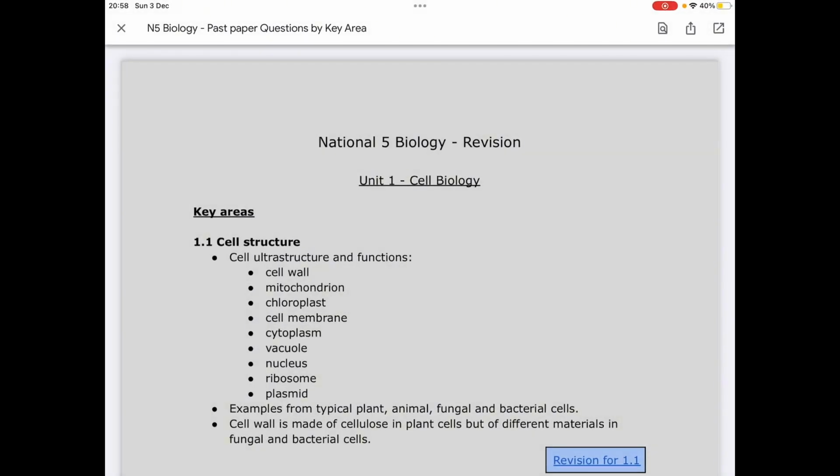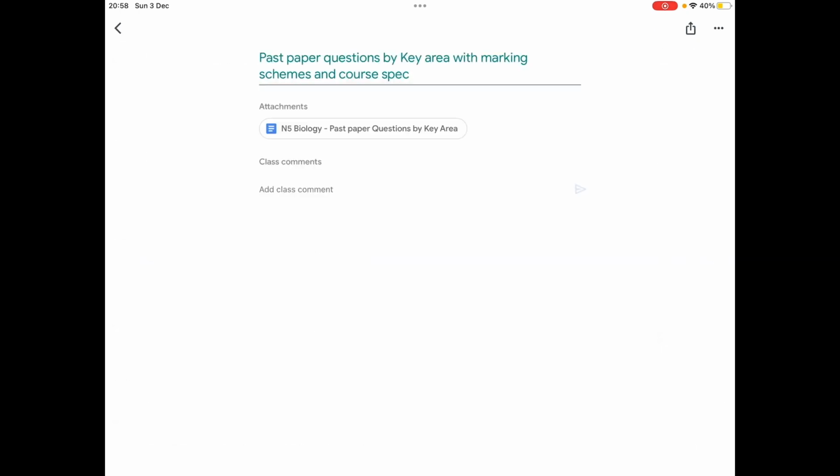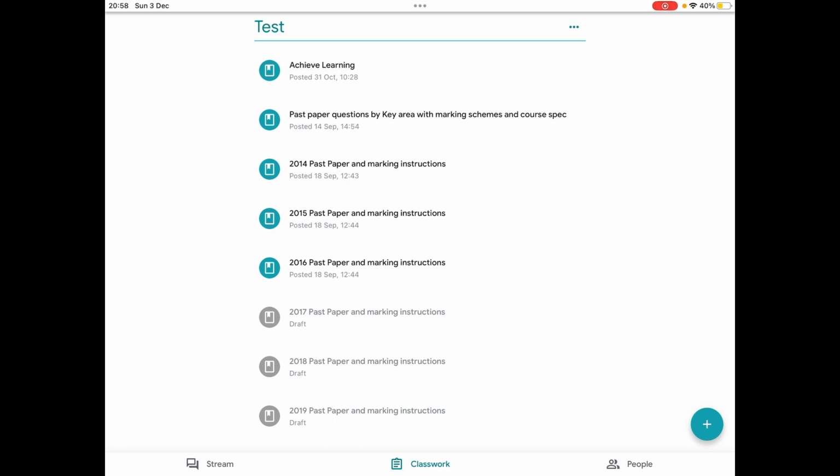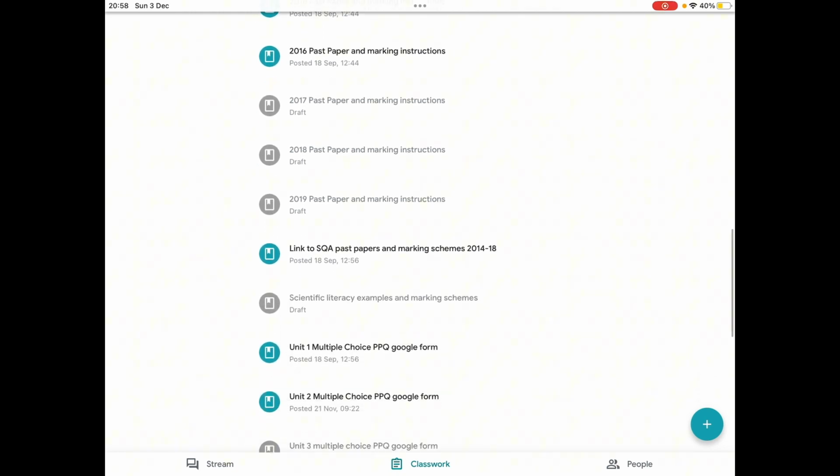It's really excellent for National 5. There's a similar version for Higher, which we'll show you in a second, but that's really an excellent resource. And we've obviously got the actual past papers themselves, and we're going back quite far. We're going back to 2014. These ones are not available on the SQA website, so that's really useful as well.